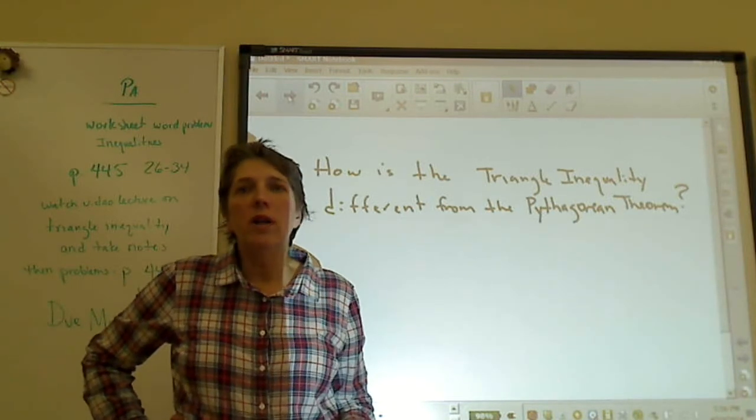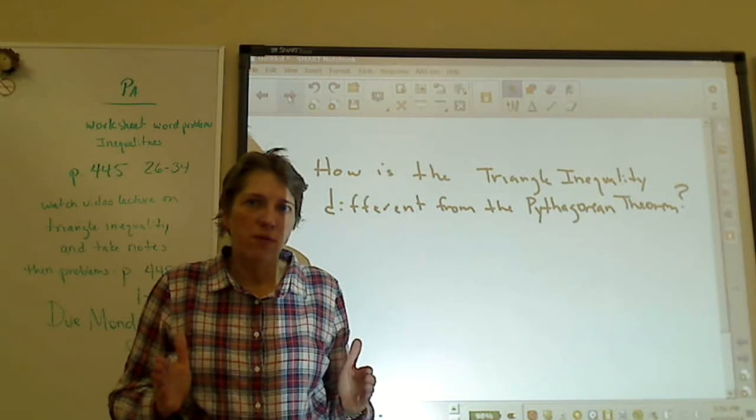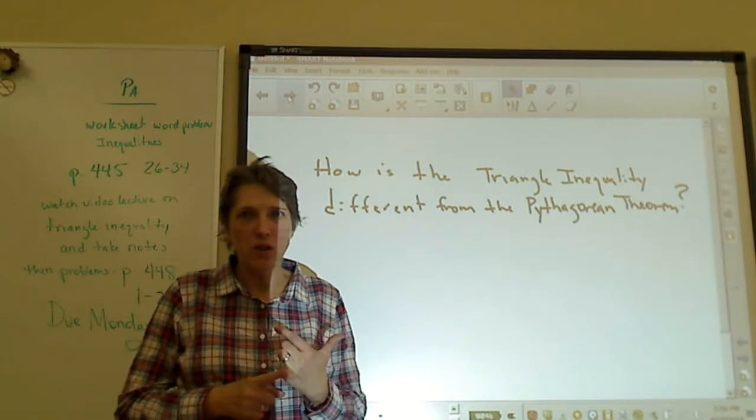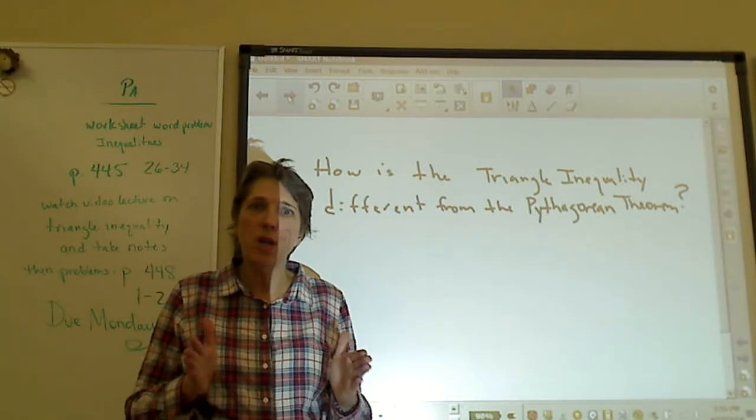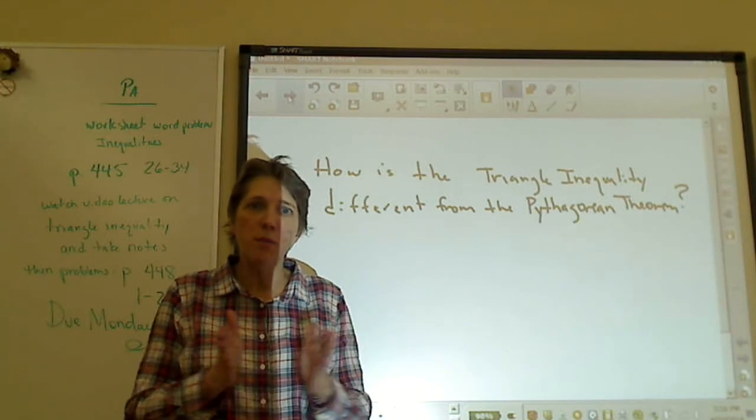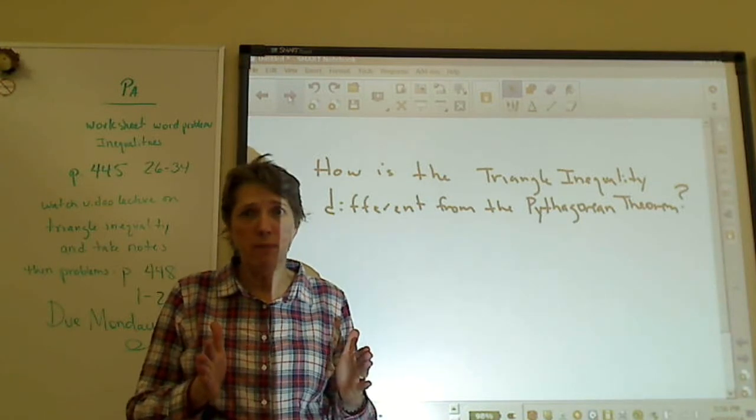And in the triangle inequality, you will get a range of numbers. You will never get an exact answer. You will have a range of numbers that says you have a minimum and a maximum, and anywhere in between it could be.